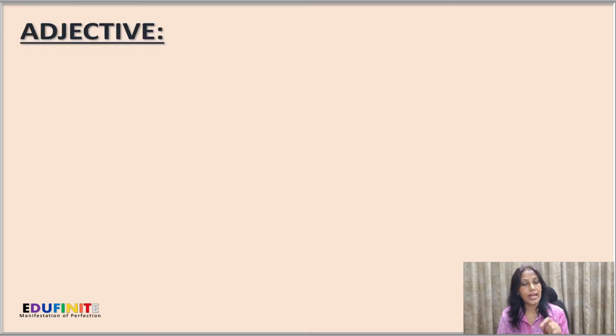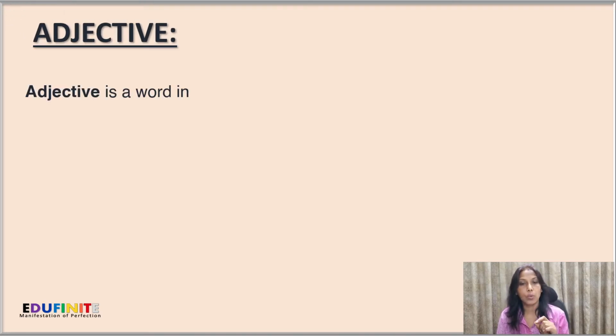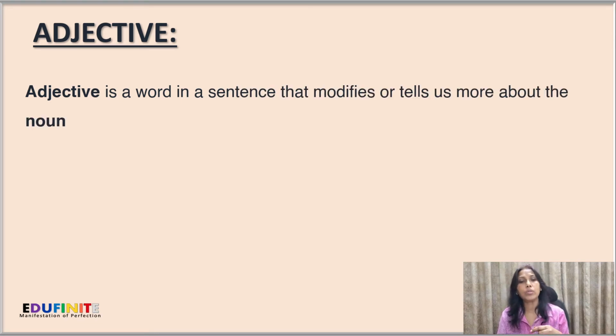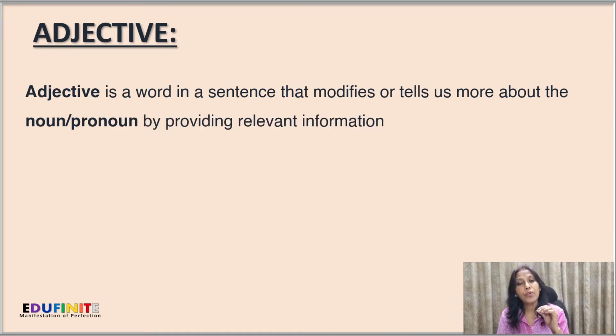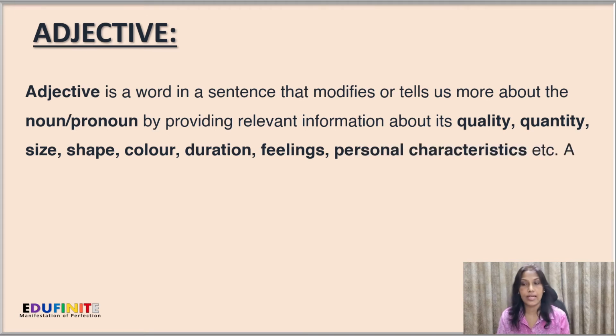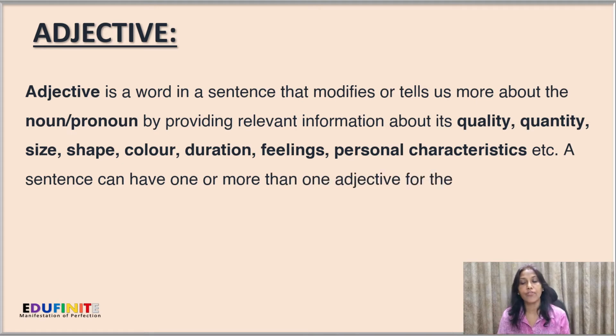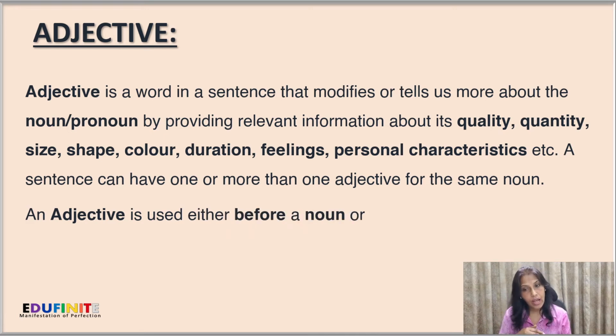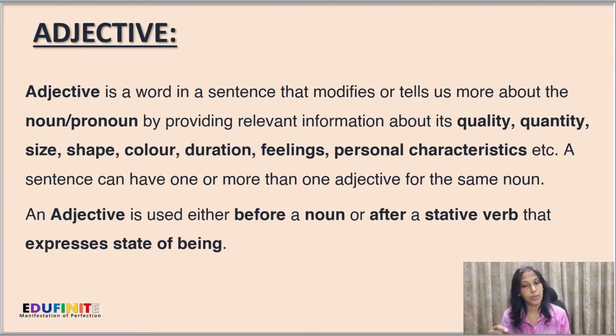Now, the next is adjective. What are adjectives? An adjective is a word in a sentence that modifies or tells us more about the noun or the pronoun by providing relevant information about its quality, quantity, size, shape, color, duration, feelings, personal characteristics, etc. A sentence can have one or more than one adjective for the same noun. An adjective is used either before a noun or after a stative verb that expresses state of being.